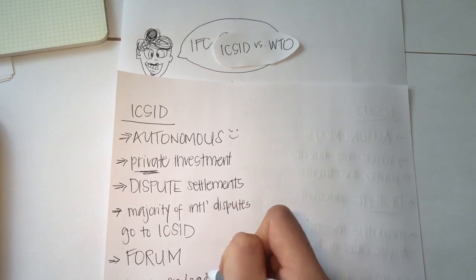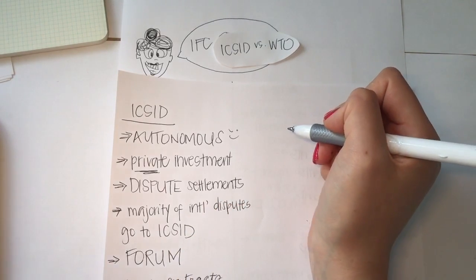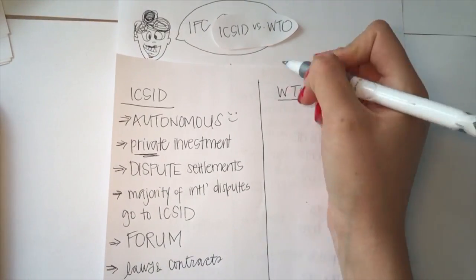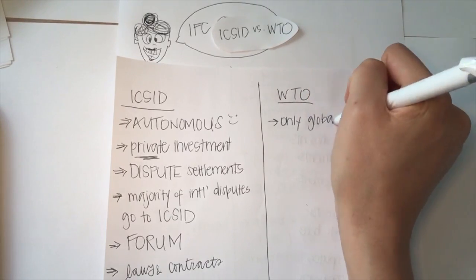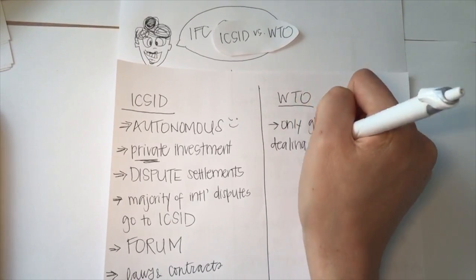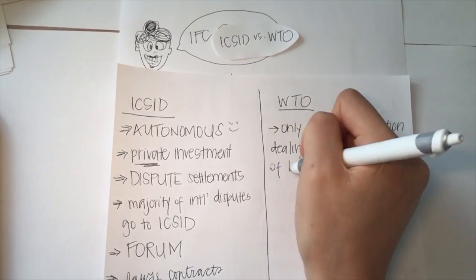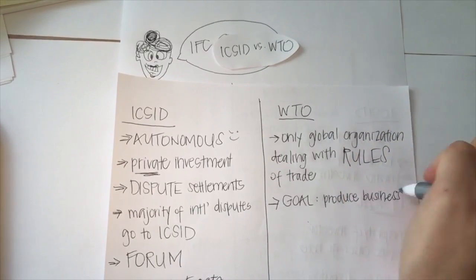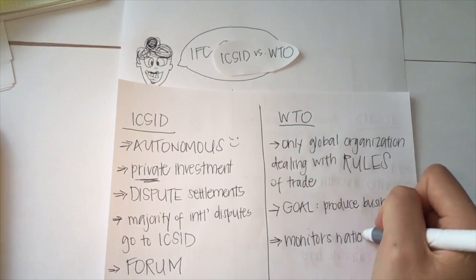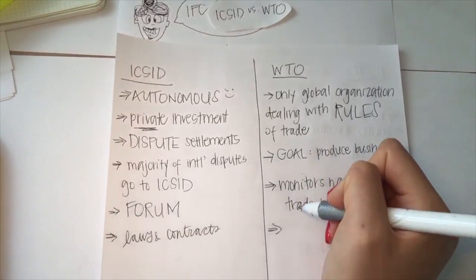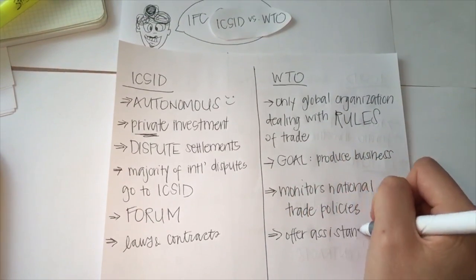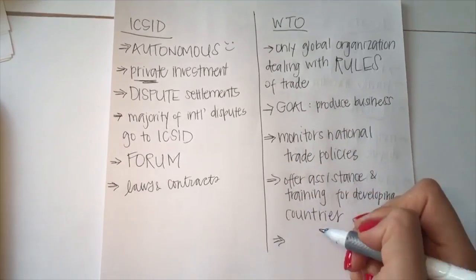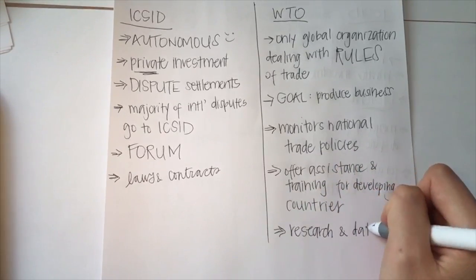States have agreed on ICSID as a forum for investor-state dispute settlements in most international investment treaties and in numerous investment laws and contracts. In comparison to ICSID is the World Trade Organization, also known as WTO, and it is the only global international organization dealing with rules of trade between nations. Its goal is to help producers of goods and services, exporters and importers conduct business. It is a forum for governments to negotiate trade agreements and settle trade disputes. In addition, it monitors national trade policies, offers technical assistance and training for developing countries, and conducts economic research and collects and disseminates trade data.